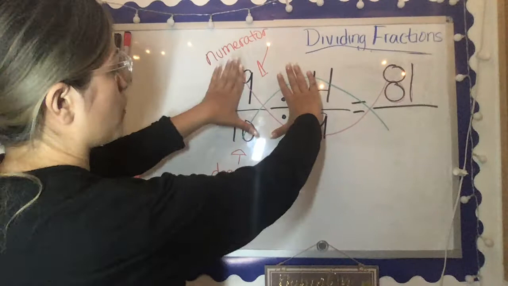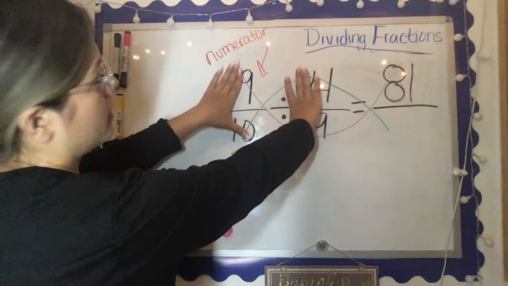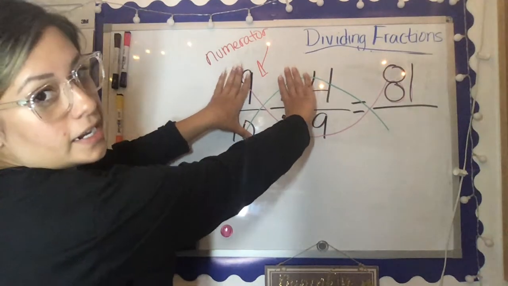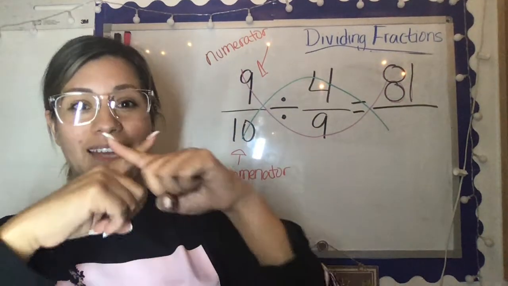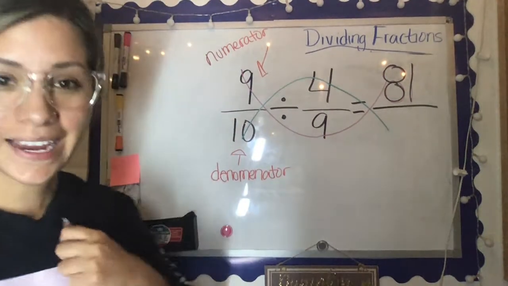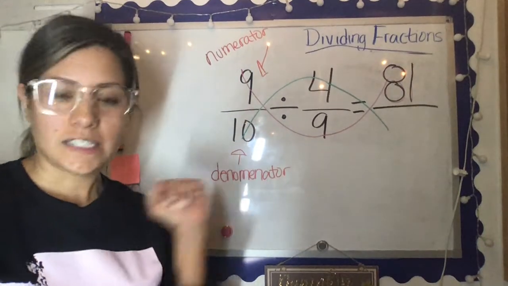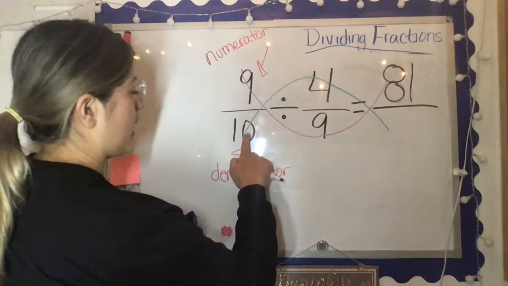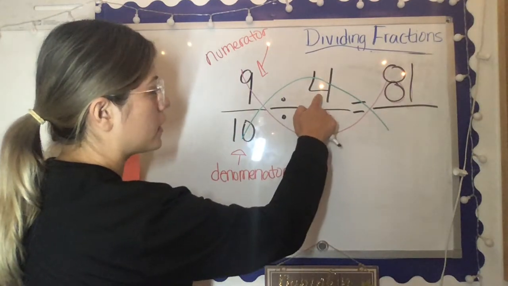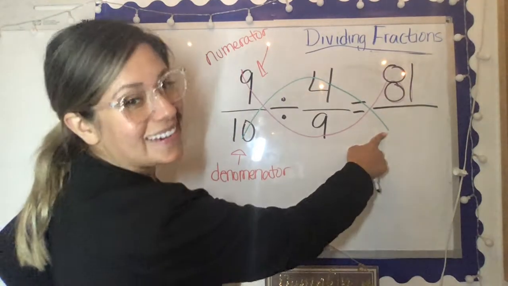Take a look at what I did with that purple and green lines. What does it look like? X. X for multiplication. Yes, that is why we are multiplying now. That's not why, but that's something that I noticed. I don't know how many of you noticed that. Okay, so again, 10 times 4. What's the answer?